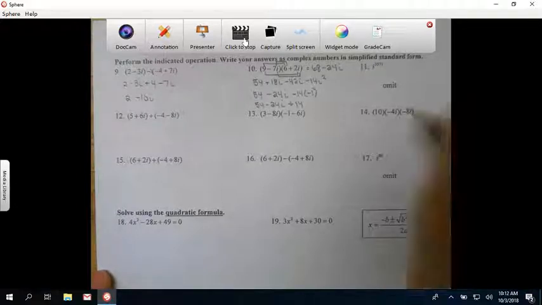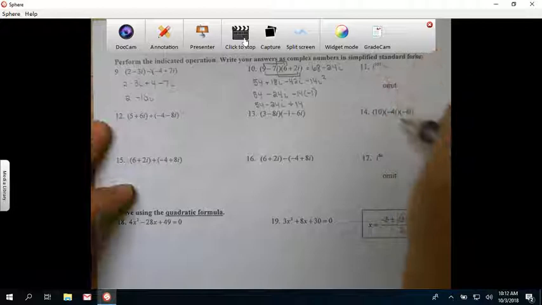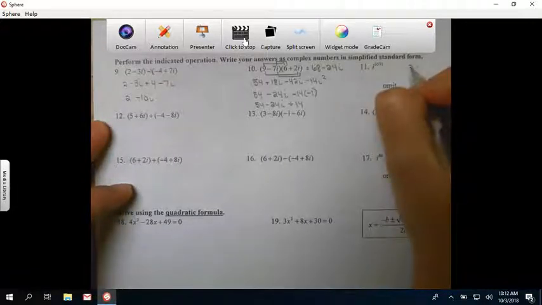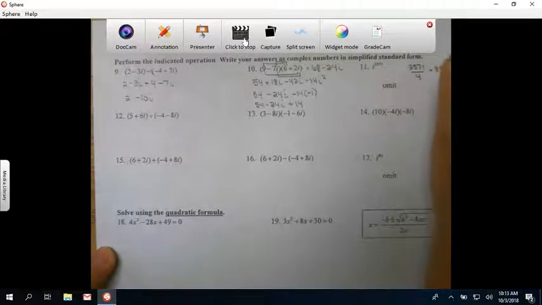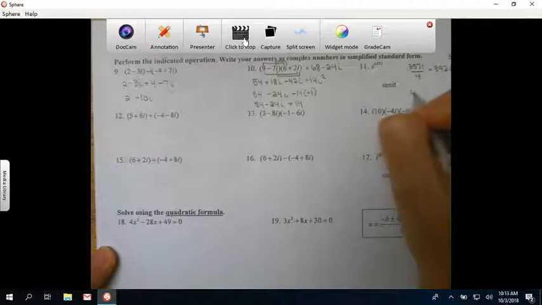Alright, so we are omitting 11 and 17. Although if we were going to do that, we would do 3571 divided by 4, and we are going to get 892.75. So this is 3/4, so we're actually left with i cubed, which is a -i.